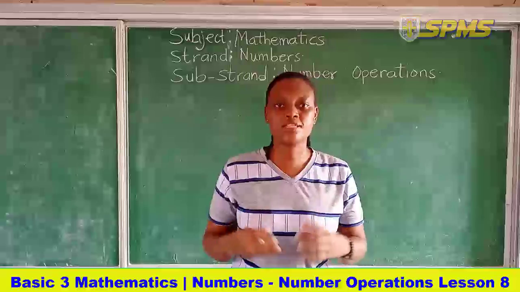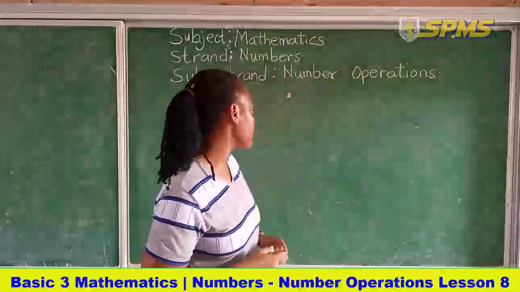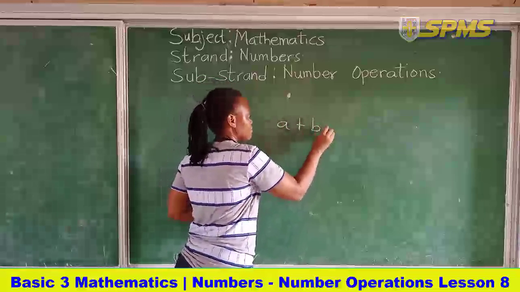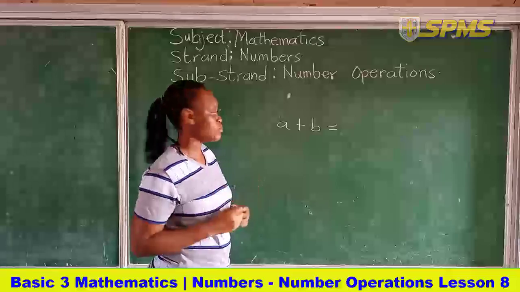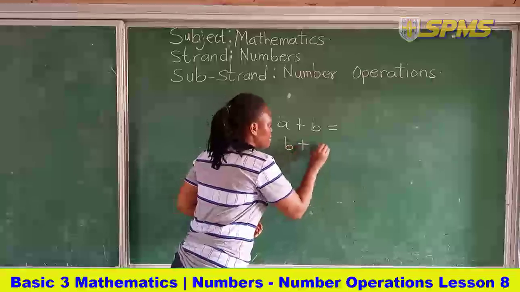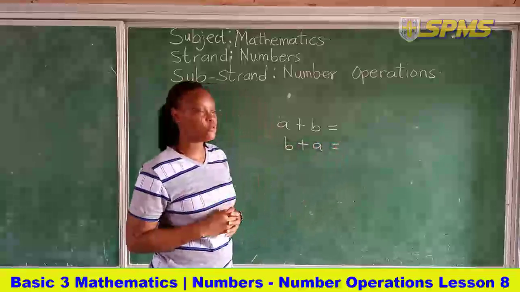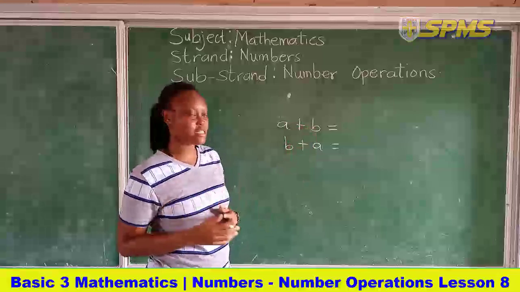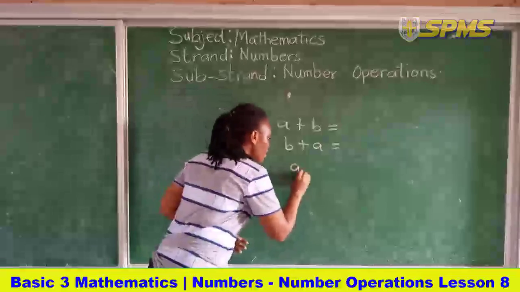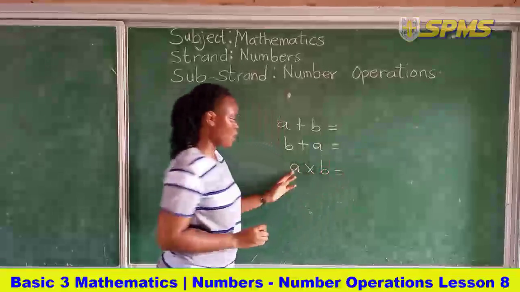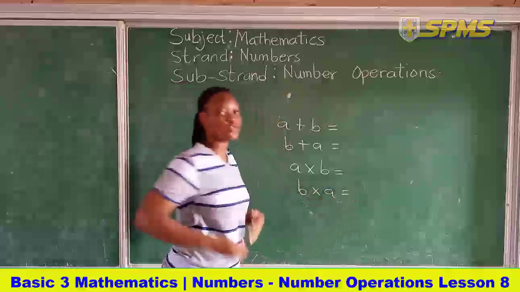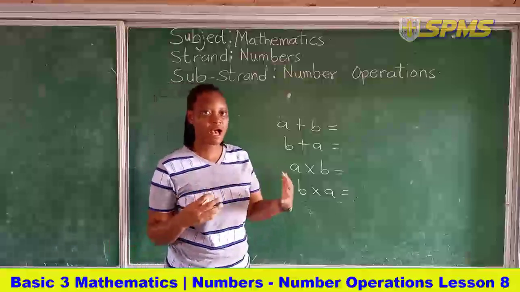Let us look at the property of commutativity. We have an example: a plus b. a plus b should be the same as b plus a. The answer you get for a plus b should be the same answer you get for b plus a. And then we have a times b. a times b can be written as b times a. They should both have the same answer.